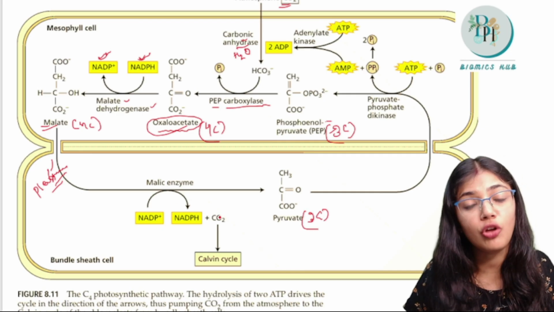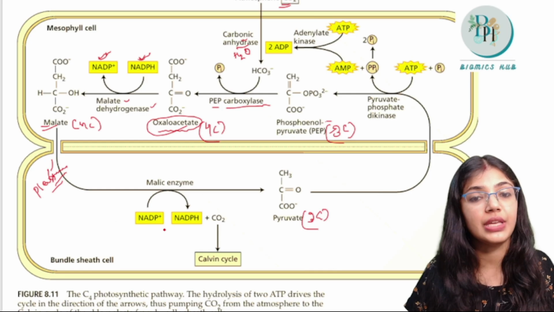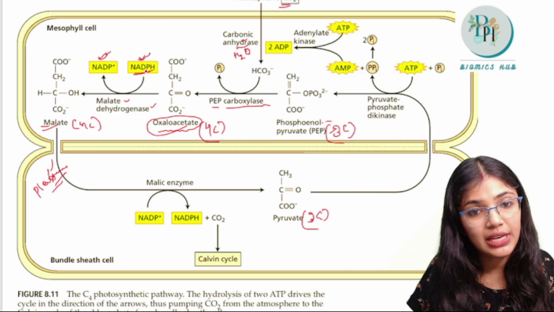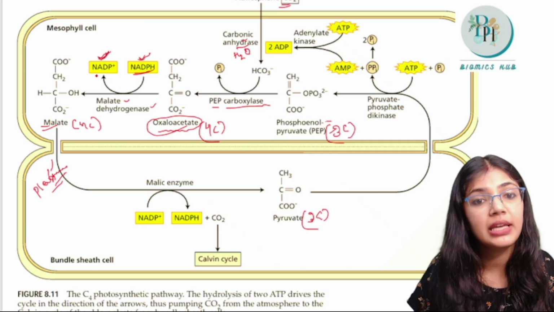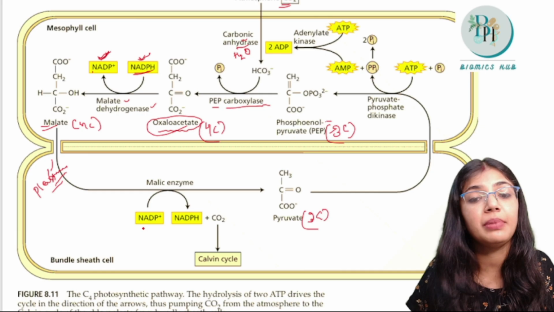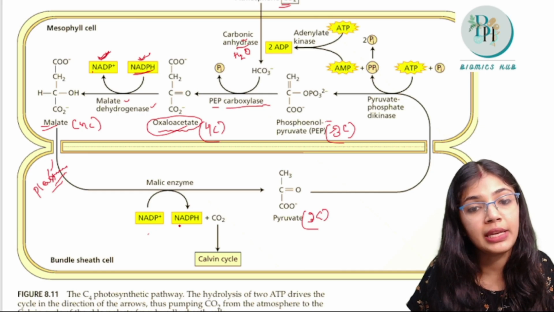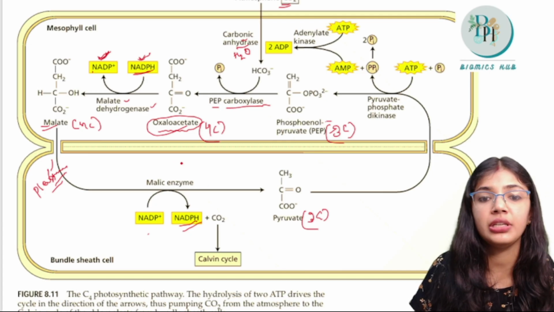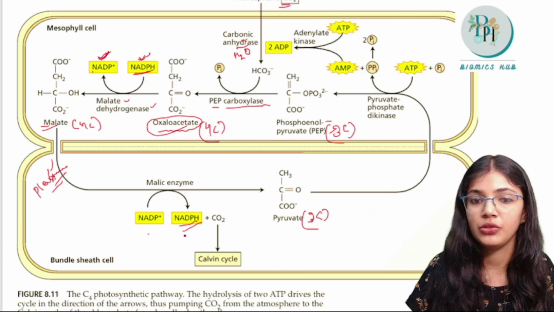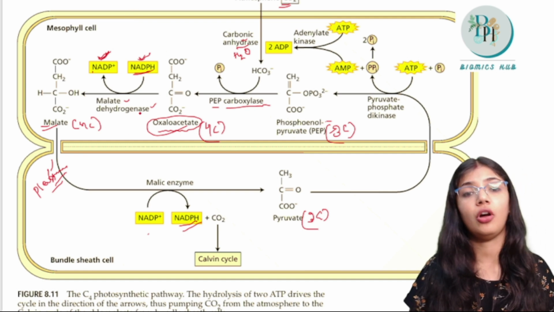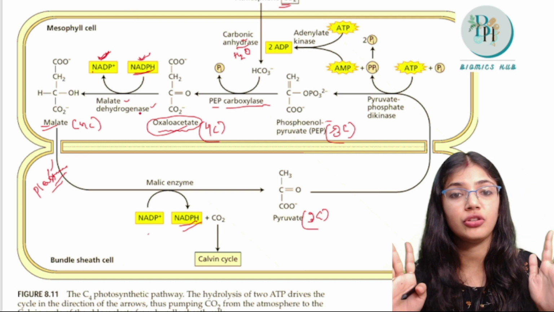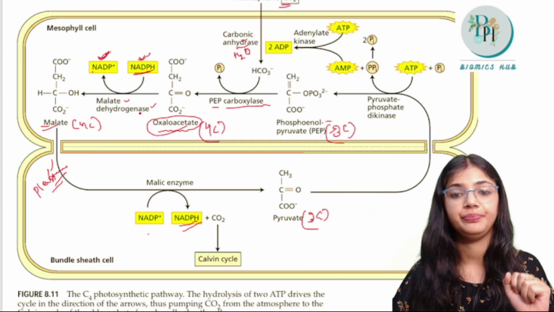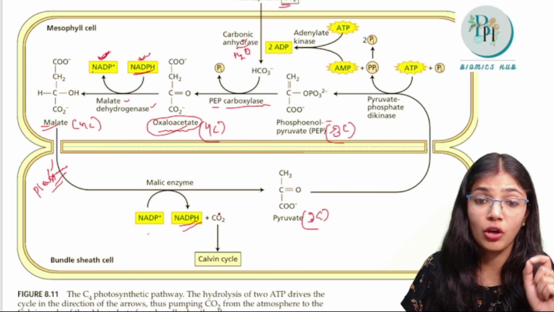1 carbon is being lost over here, and during this process, what happens to the NADPH in the mesophyll cell? The NADPH was utilized and it produced NADP plus. This NADP plus is being utilized in the bundle sheath cell for the formation of NADPH. So here there was utilization of NADPH, here there is gain of NADPH. So in net there is no utilization of NADPH. NADP is present, NADPH is present over here. So during this process there is loss of 1 carbon dioxide.